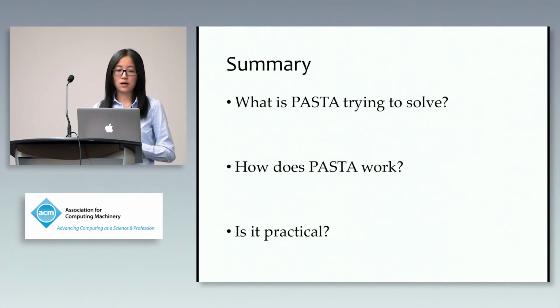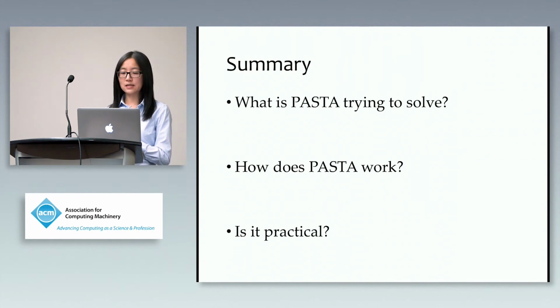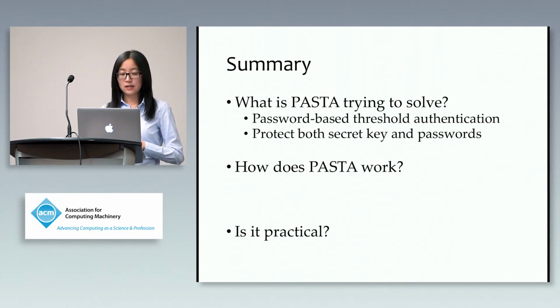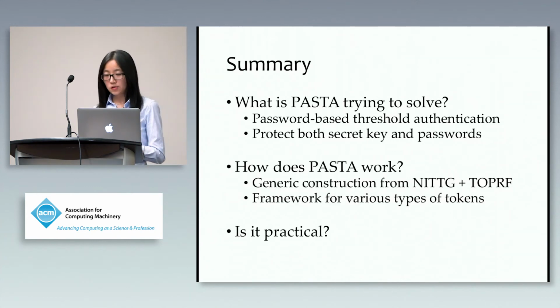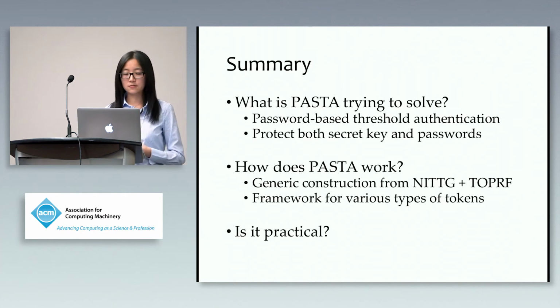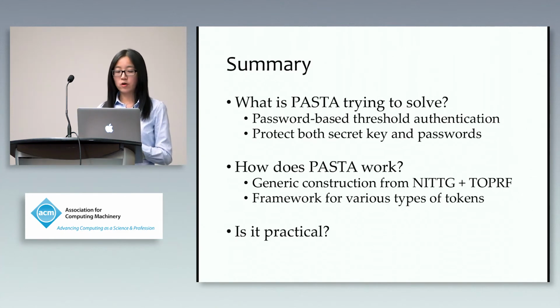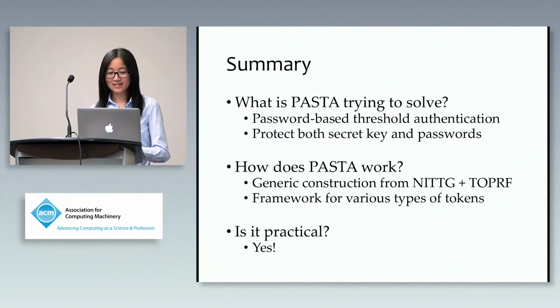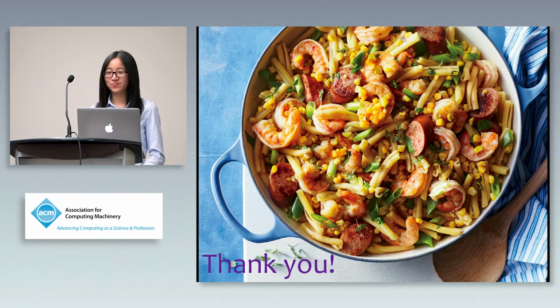With that, I would like to summarize. Here are the 3 questions that I have been asking during this talk. What is PASTA trying to solve? It is trying to solve password-based threshold authentication, which protects both the secret key and the user's passwords. And how does it work? It is a generic construction combining 2 primitives, and it is a general framework that works for various types of tokens. And is it practical? I would say yes. And hope you like this dish.